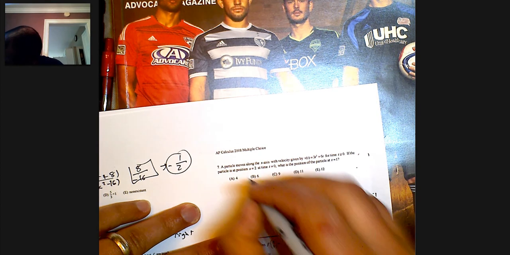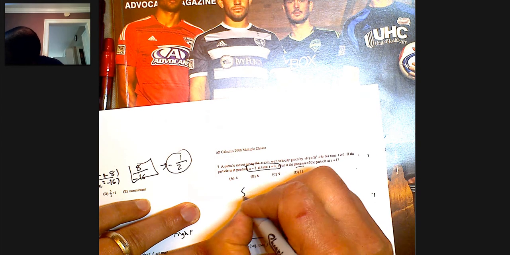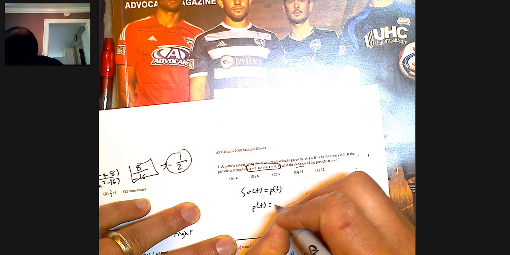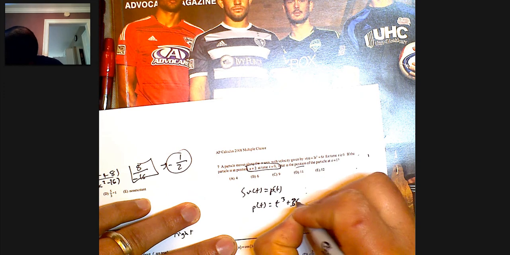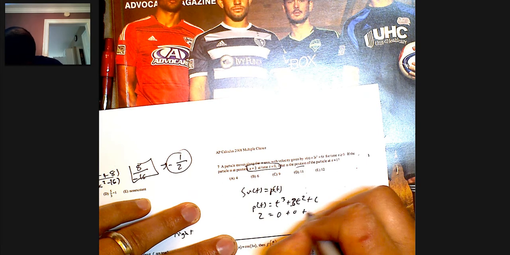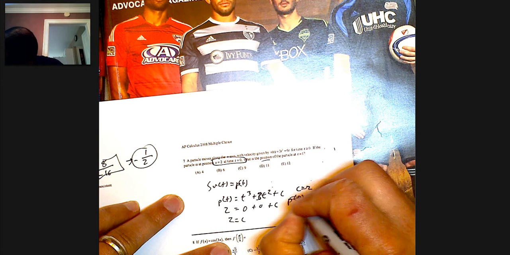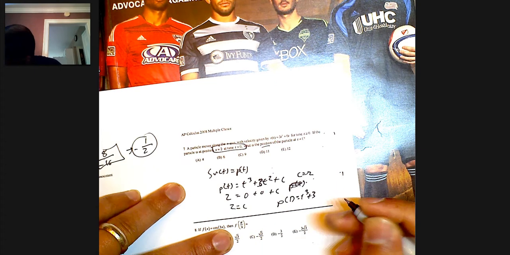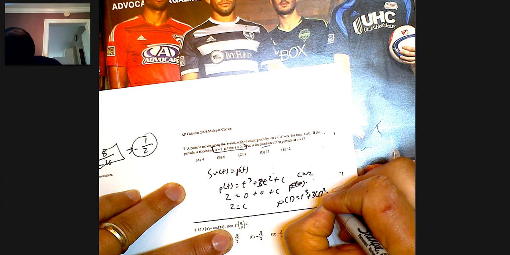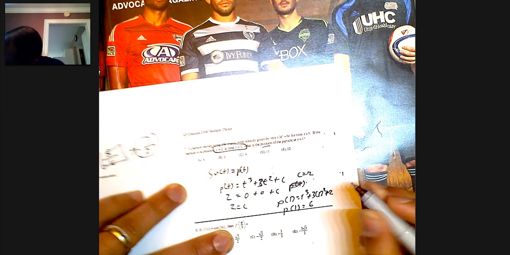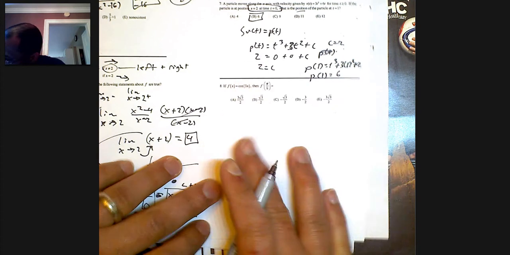Okay, initial condition, position. Our position is going to equal the initial condition. Well, let's go ahead and find P of 1. 1 cubed plus 3 times 1 squared plus 2. 1 plus 3 plus 2, 6. Not too bad. All right. Derivative of that, chain rule.